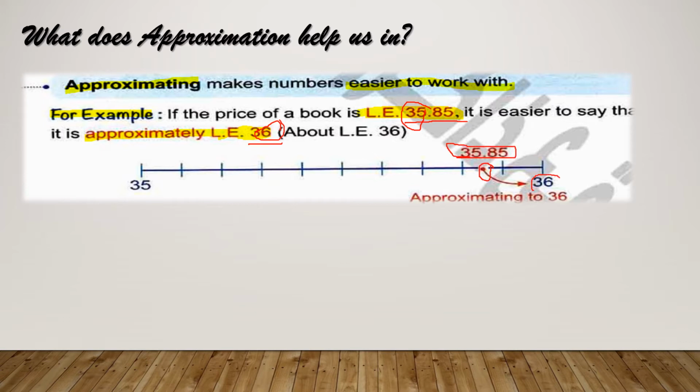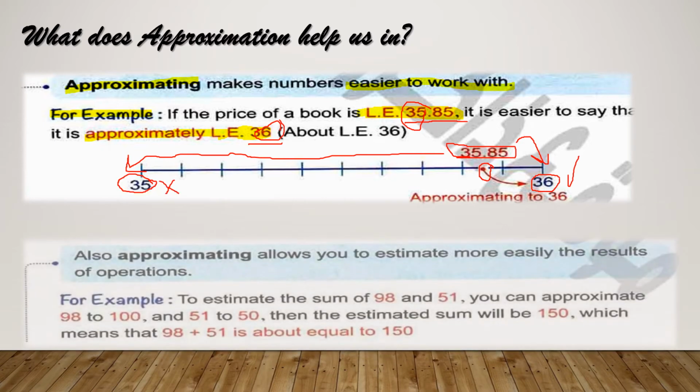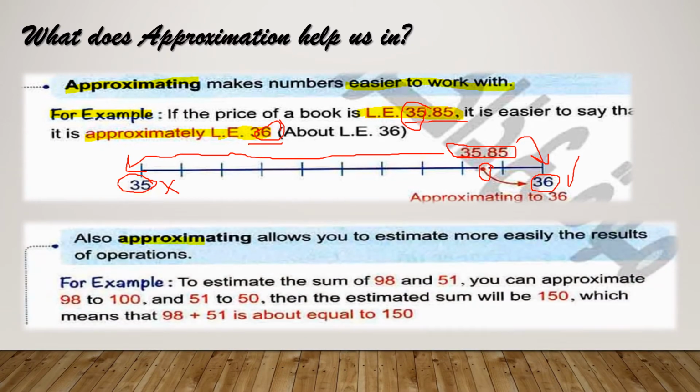If we draw a number line and plot the 35.85 point here, and plot 36, which is the approximated price of the book, and 35, which is the exact whole number of the price of the book, we can very easily notice that 35.85 is very close to 36 and far away from 35. So this means that 35.85 is easily approximated to 36, but not easily approximated to 35.